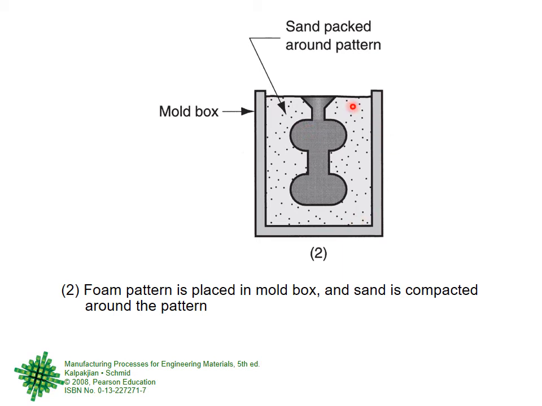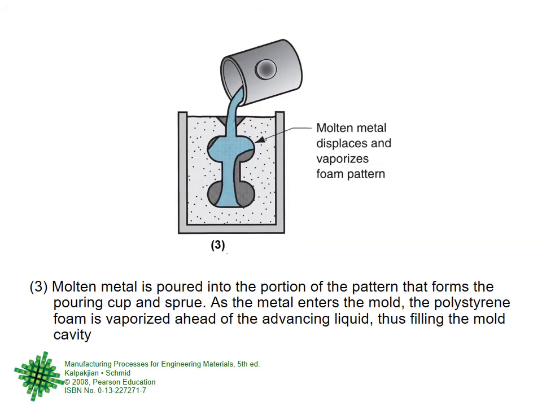Sand is of course there around it. The mold box is there, the sand is there, right? So foam pattern is placed in the mold box, sand is compacted around the pattern. That has to be done whatever way you do. Either you do it in 2 pieces in cope and drag, or on a single piece. And then of course you pour the molten metal. The molten metal is poured into the portion of the pattern that forms the pouring cup and sprue. As the metal enters the mold, the polystyrene foam is vaporized ahead of the advancing liquid, thus filling the mold cavity. So the metal, and because there will be small vents, the gas, the vapor will go away, right?